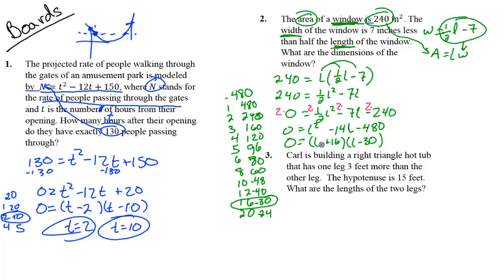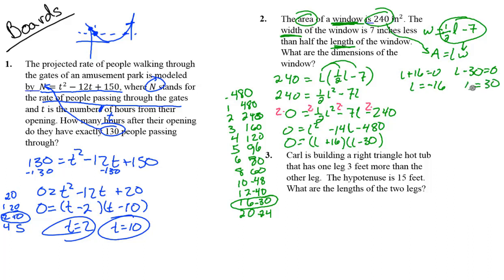The third step in solving an equation, we had to set it equal to 0, factor it, and then set each piece equal to 0. So we get L plus 16 equals 0 and L minus 30 equals 0. And this is L equals negative 16 and L equals 30.